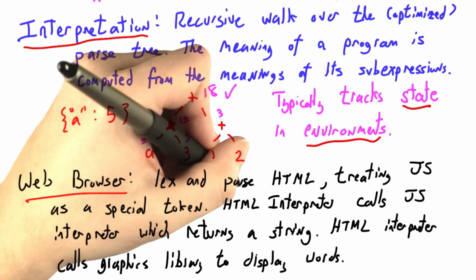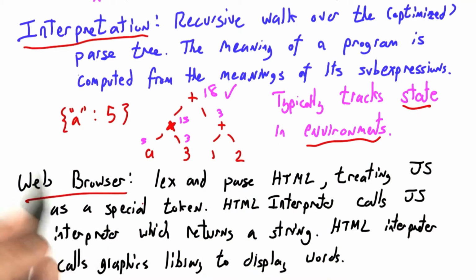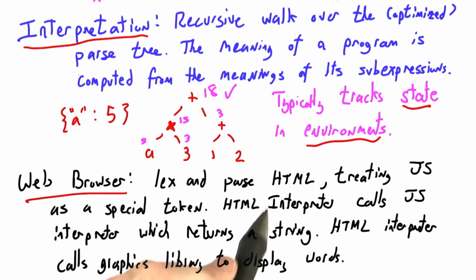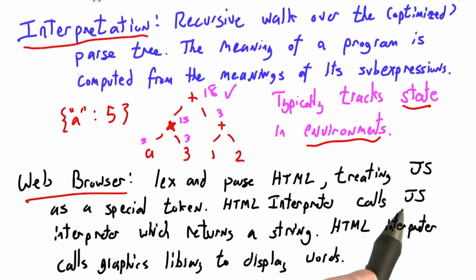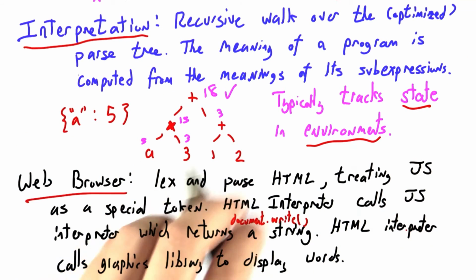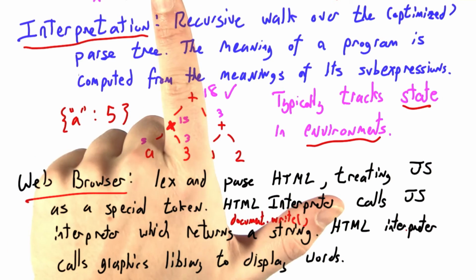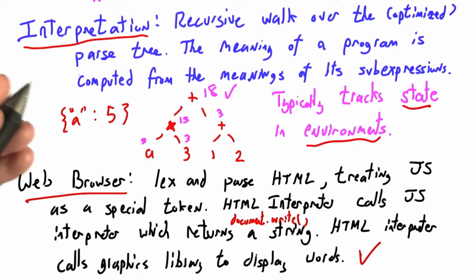We start by lexing and parsing HTML, treating any embedded JavaScript as a special token. Our HTML interpreter walks over the HTML parse tree, and whenever it gets to this special JavaScript token, it calls the JavaScript interpreter, which just returns a string. We got the string from a bunch of calls to document write. The HTML interpreter gathers up all the words in HTML or words computed by JavaScript, and just calls the graphics library to display them. Wow! And then we're done.